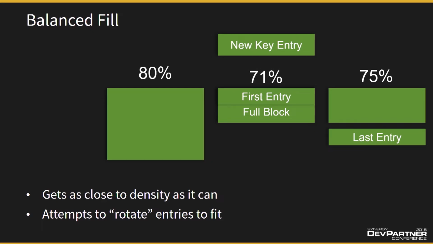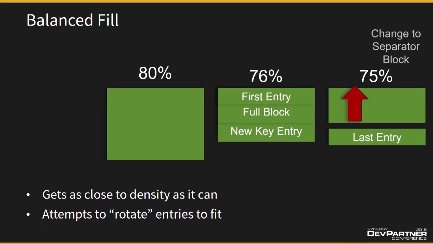And so it'll complete the rotation, and then it'll add the new entry into the block. And as you can see, none of these are going to be completely 80%, and so it just gets as close as it can to 80%. And then that's another I/O routine that's going to change up that separator block.